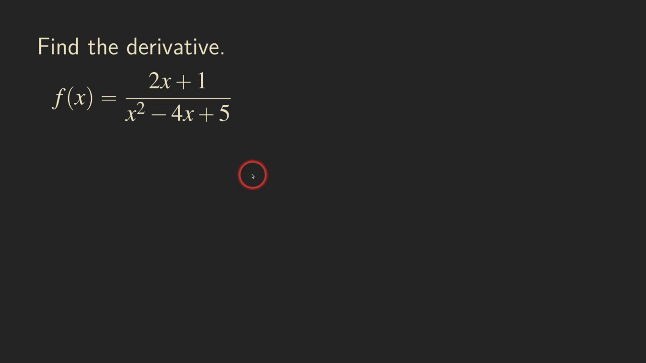Hello everyone, let's find the derivative of this rational function. Since this is a rational function, we have a quotient, which is 2x plus 1, the quantity divided by the quantity of x squared minus 4x plus 5. And because that's a quotient, when we differentiate this function, we are going to use the quotient rule. Before we get started, we are going to review the quotient rule.